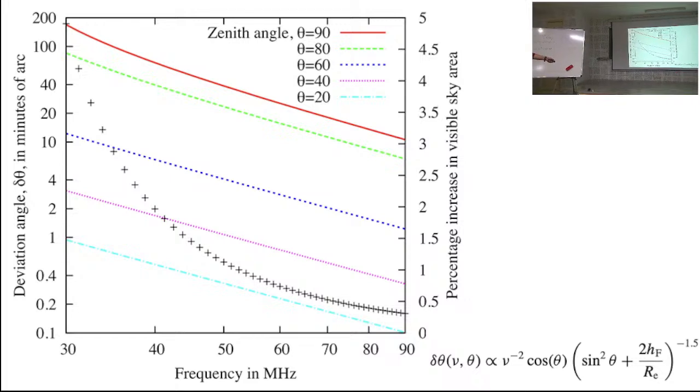There is a cos theta term. So the highest of the deviation occurs here, and then it goes down. But that is one aspect. The question is, eventually, what is it going to do with my observations? So you know there is a diffraction effect.